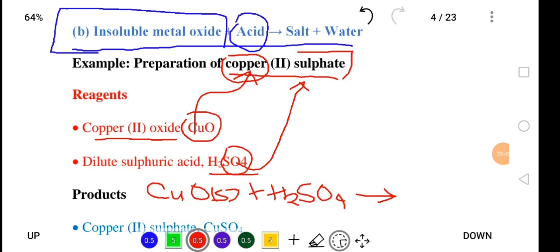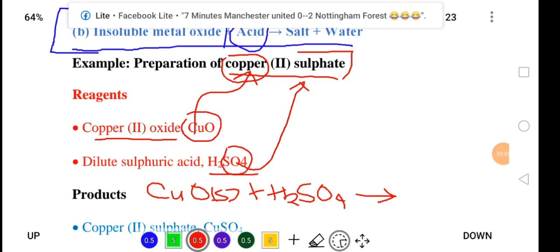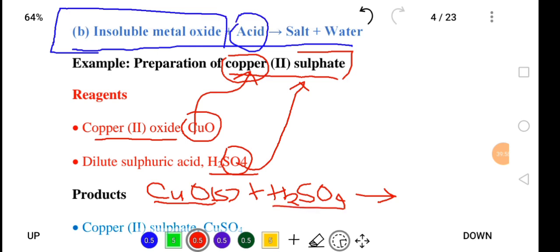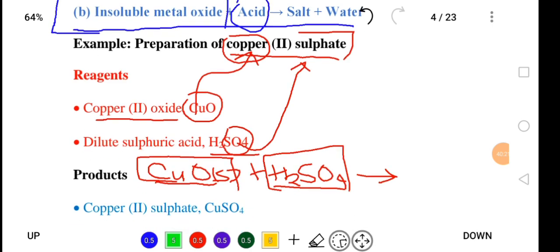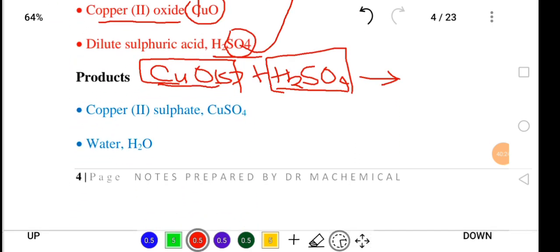Again here I'm going to state that this is still neutralization because we are having copper 2 oxide, which is an insoluble base, reacting with an acid. These two substances will be neutralizing each other, and what is going to be formed are soluble substances that will be neutral on the pH scale. And the products we are going to have at the end of the day are copper 2 sulfate plus water, as you can observe on the products formed.